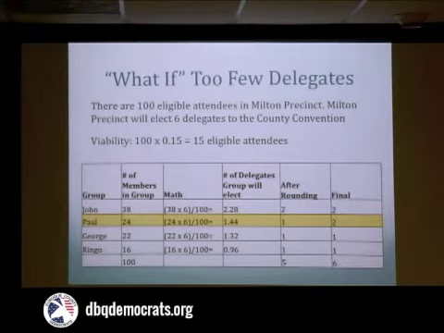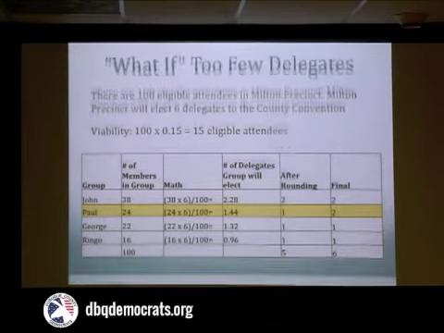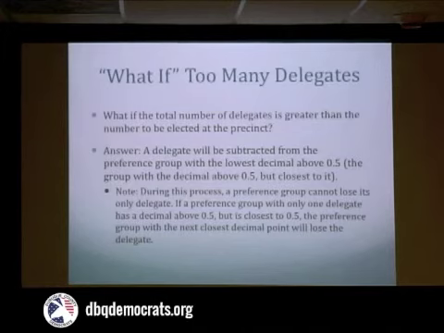Okay, so what if too few is fairly simple, pretty straightforward. Too many is more or less the same way, but there's a little caveat attached to it. So what if the total number of delegates is actually greater than the number to be elected at the precinct? The answer will be a delegate will actually be subtracted from the preference group with the lowest decimal above 0.5, so the one that rounded up but was closest to not rounding up.